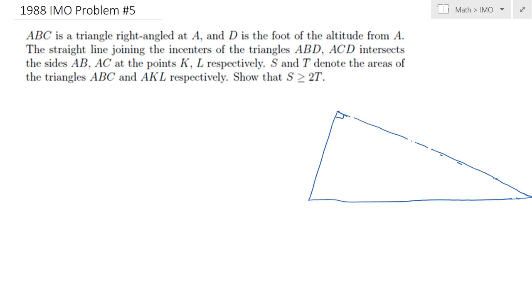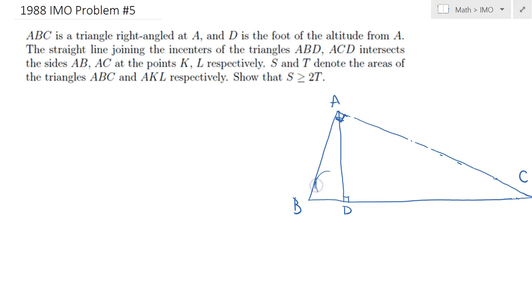This is A, this is angle A here. It measures 90 degrees. We have also B and C here, and D is the foot of the altitude from point A, so we drop an altitude here. This is 90 degrees as well, and we call this point D. And the straight line joining the incenters of the triangles ABD and ACD, so let me go ahead and draw the incircles first. So the angle bisectors would be probably somewhere here.